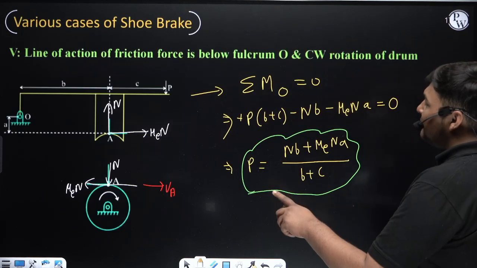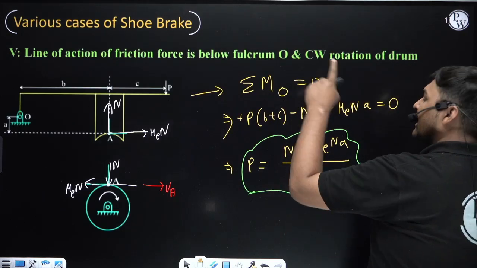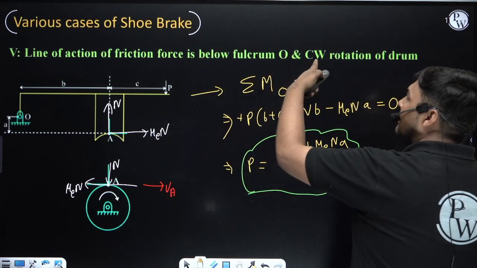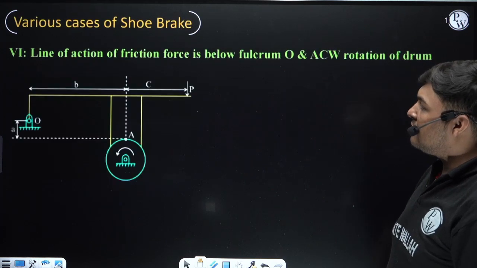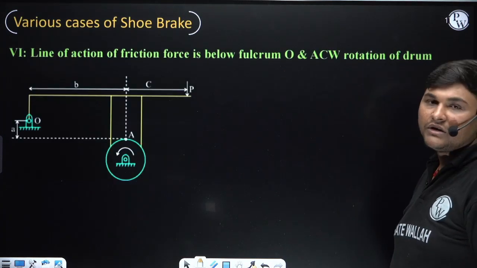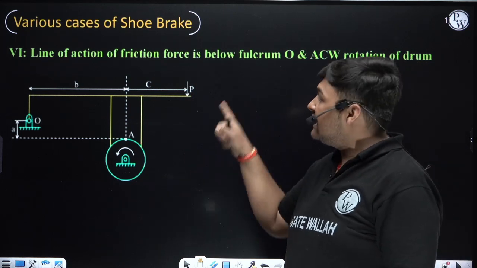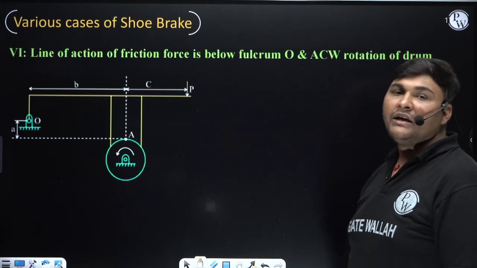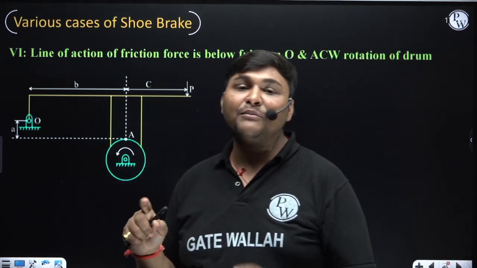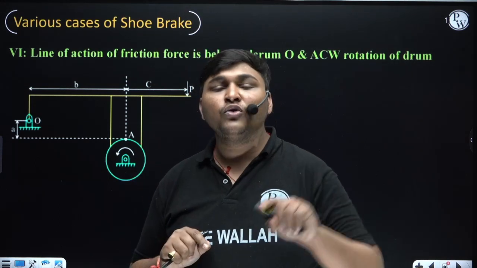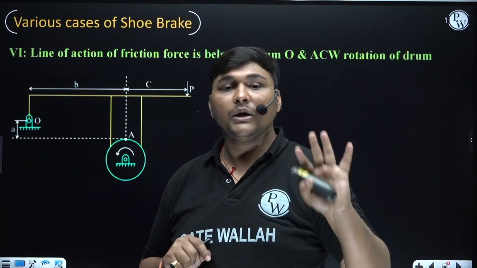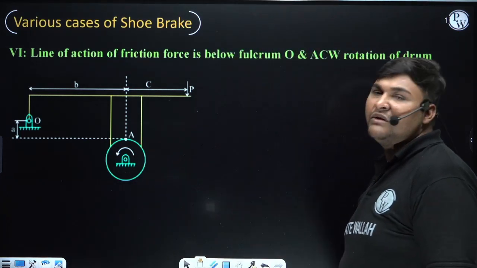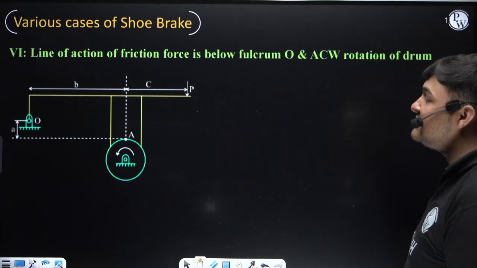Now, in this same case, we'll discuss another case. In that case also the line of friction will be below fulcrum O, but instead of a clockwise rotating drum, we'll take the case when the drum is rotating anti-clockwise. The next case, and it is the last case, is when line of action of friction is below fulcrum O and drum is rotating anti-clockwise. After discussing this, I will make some interesting conclusions. If you want, you can remember those conclusions; it is not necessary. But before that, first we will close this next case, that is case number 6.